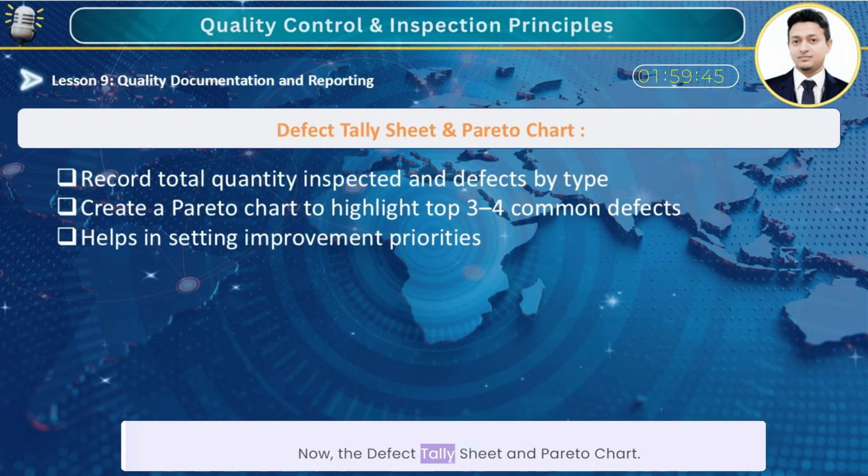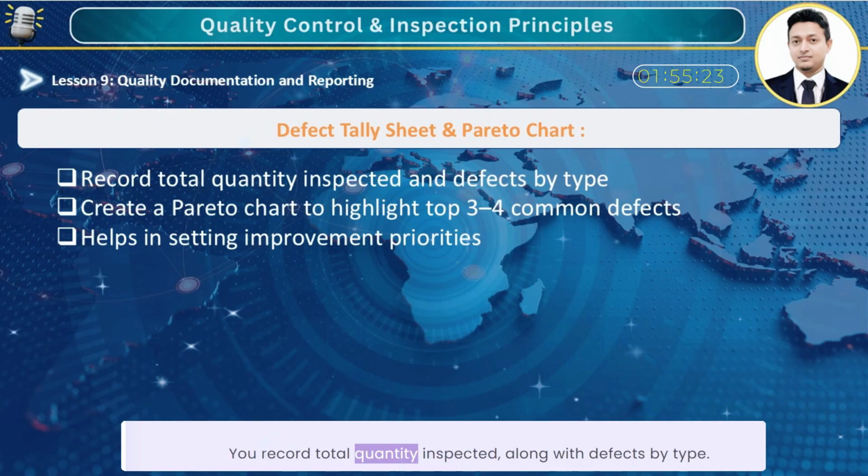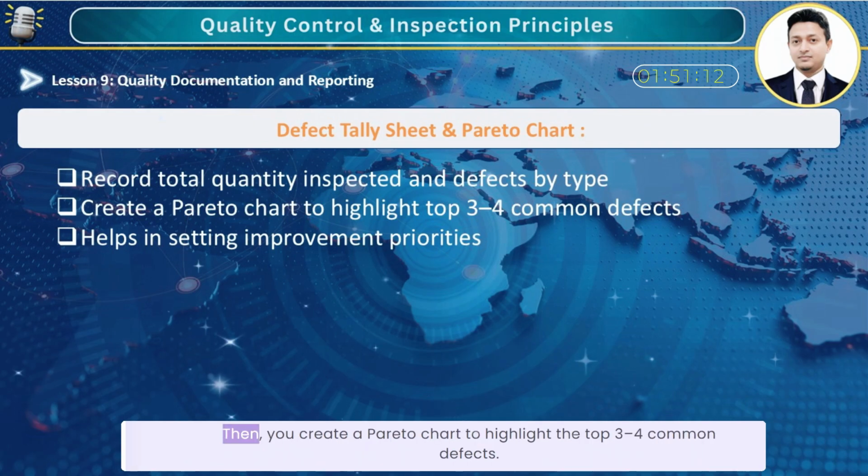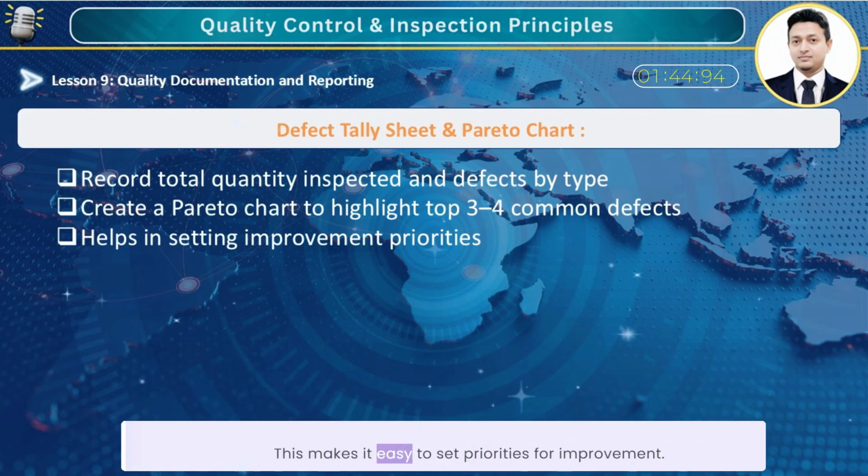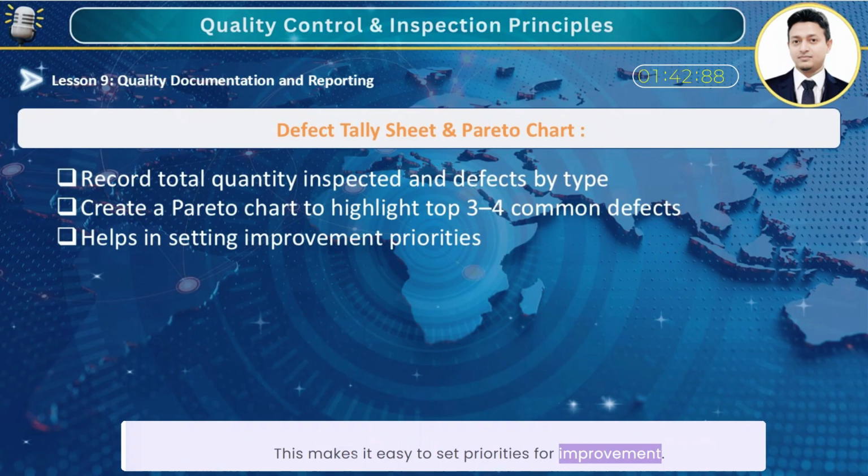Now, the defect tally sheet and Pareto chart. You record total quantity inspected, along with defects by type. Then, you create a Pareto chart to highlight the top 3-4 common defects. This makes it easy to set priorities for improvement.